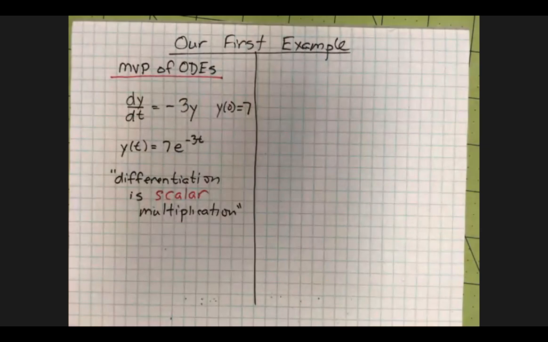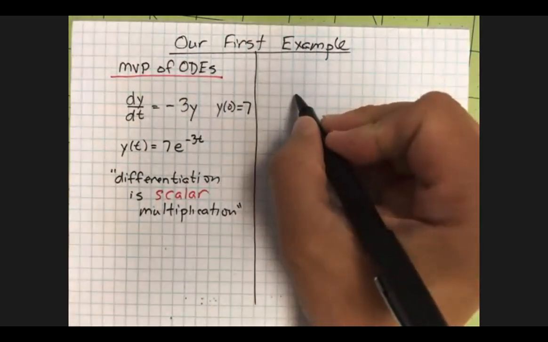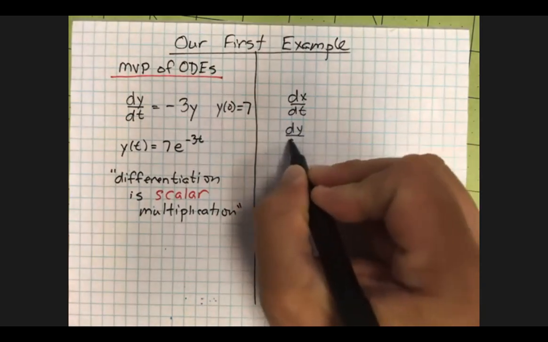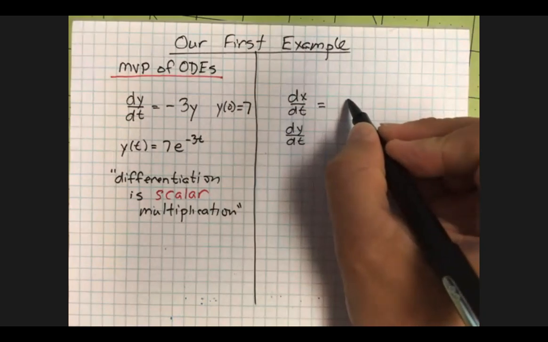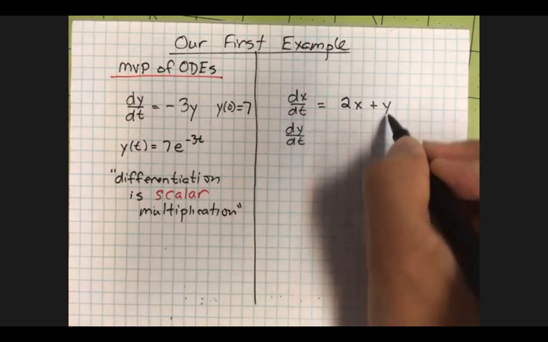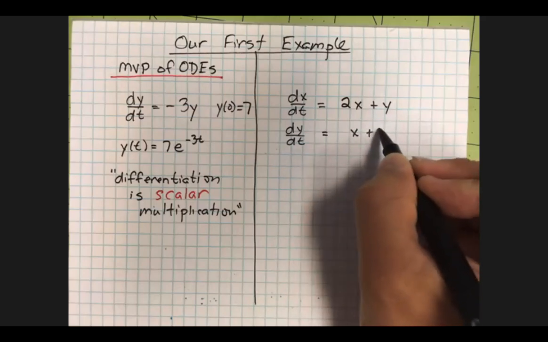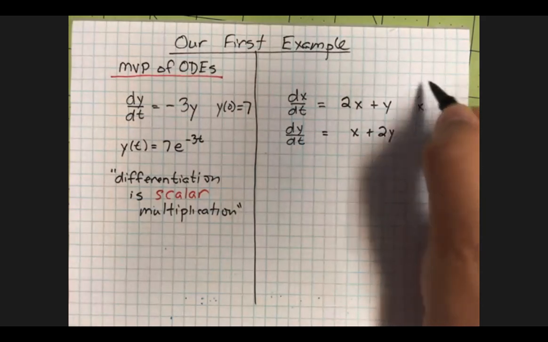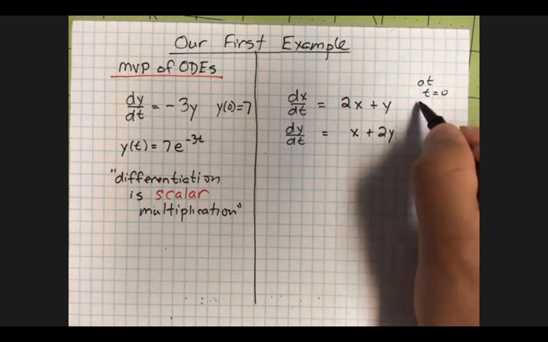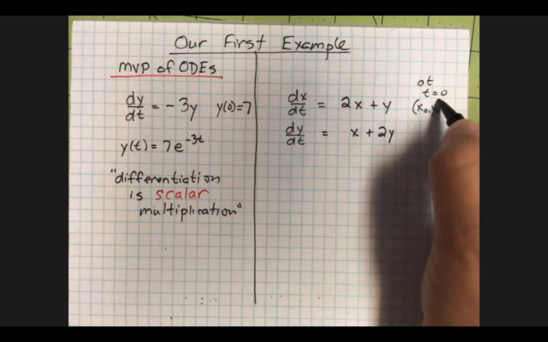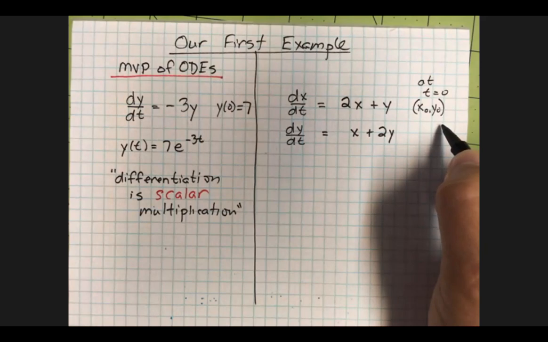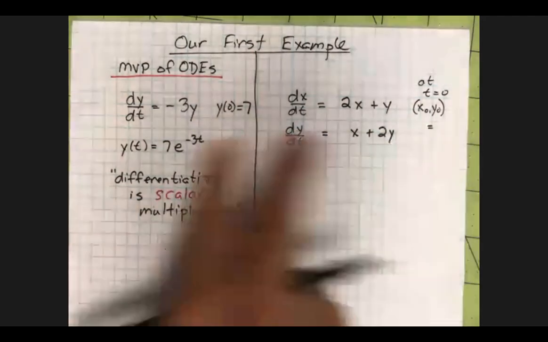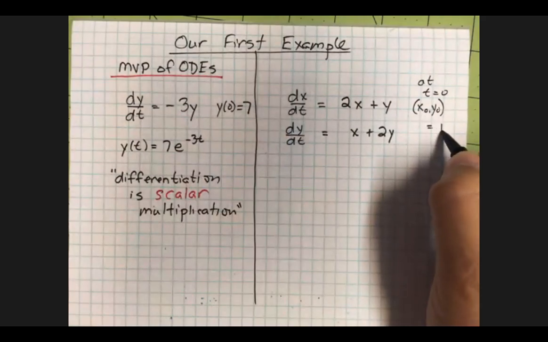Now, let's look at this example. And I'll write down a very simple system for you. And I have to give you some initial conditions, like at t equals 0, x naught, y naught is, oh, what the heck? Why don't we use the 7 and minus 3? No, okay, I don't want to mix these up in that way. Let's just pick something harmless like 1 and minus 2.